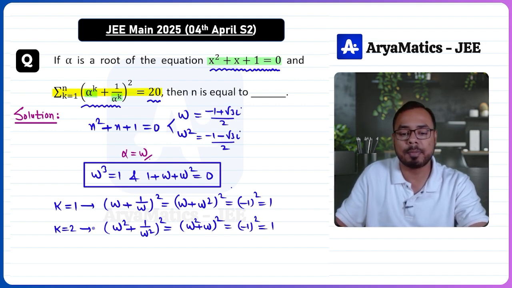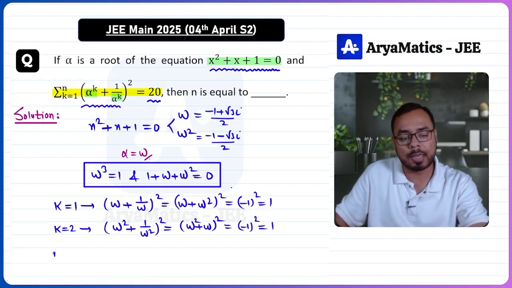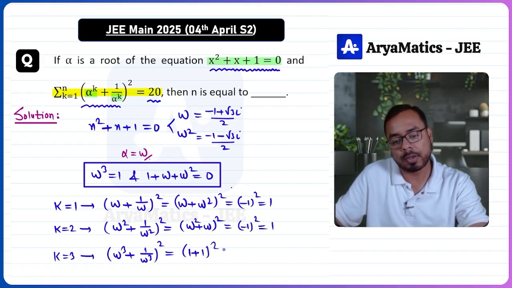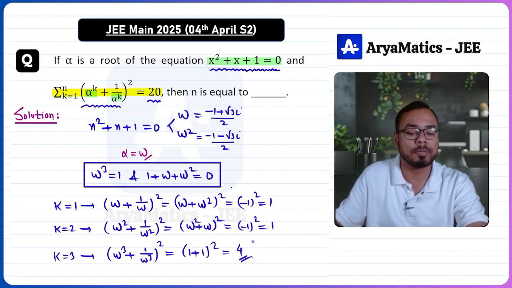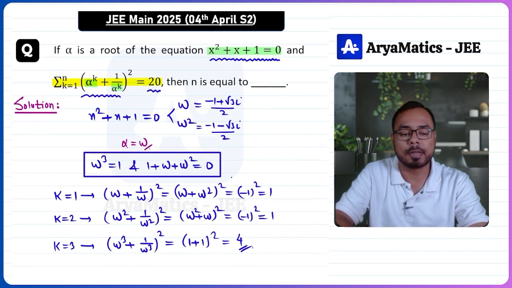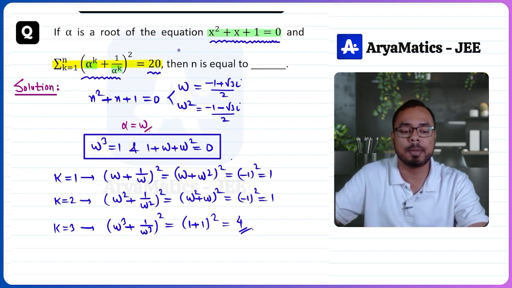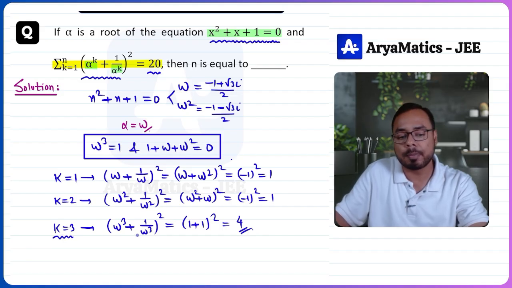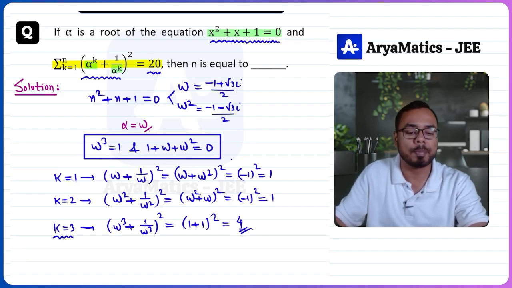Now remember, in this problem, the most common mistake is to think that every term is 1, and therefore we need 20 terms to make this sum 20. But remember, omega cube is 1. So if I take k as 3, then we get omega cube plus 1 by omega cube, whole square. Omega cube is 1, another 1, square of 2. So this will become 4. So the first two terms are 1, but the next term will be 4, right? Whenever k is a multiple of 3, each term will become 4, because 2 square is 4. And when k is not a multiple of 3, you will get the value 1.